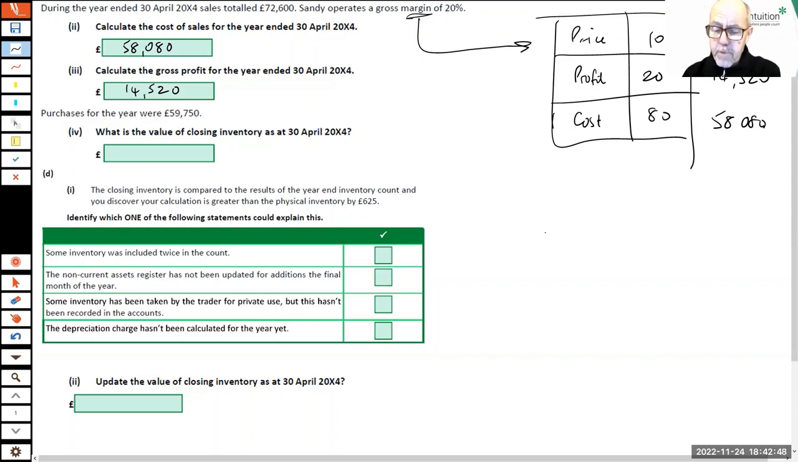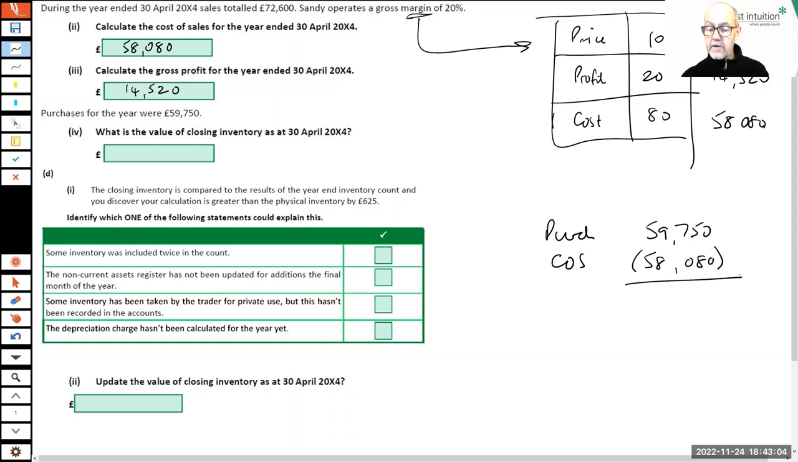So if we have bought 59,750 and used up 58,080, the movement in our inventory is 1,670. That's how much we have got left out of what we've bought.